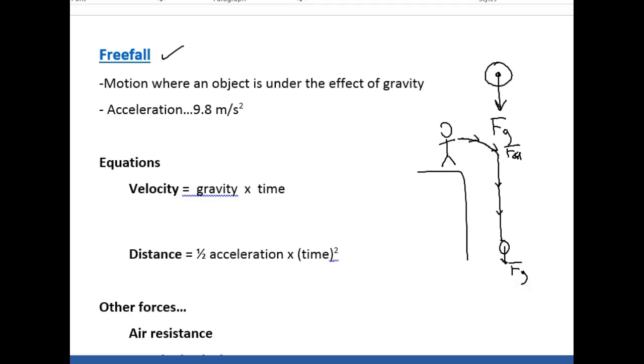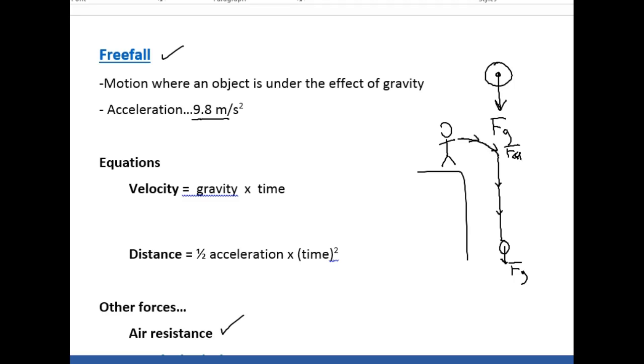Now, maybe I misspoke a little bit, because there are some forces against it, such as air resistance, and we'll go over that in just a few minutes. But really, there's no applied force other than gravity. We call any object that's only under the force of gravity an object that's in free fall. Something really associated with free fall is this acceleration here. We talked about in class 9.8 meters per second, and that is the acceleration due to gravity.